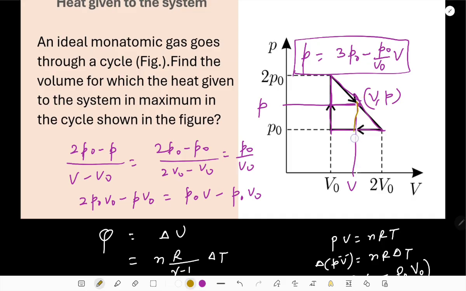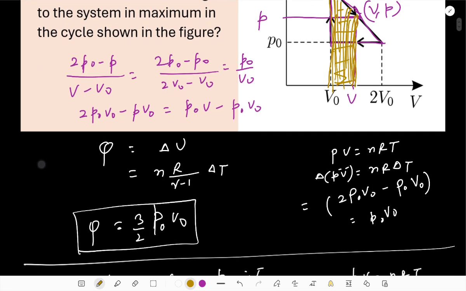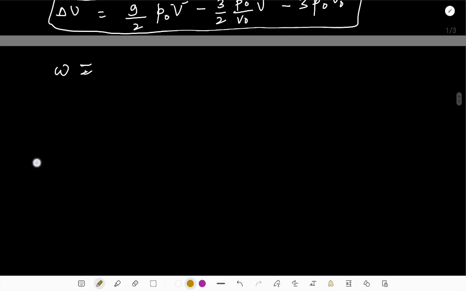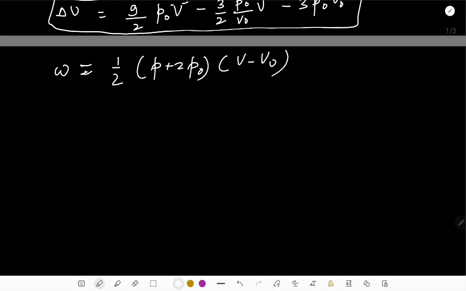I'm going to find out this area on the PV diagram, and that will give me the expression for work. And this is half P plus 2P naught, multiplied by V minus V naught. It's a trapezium. And so I'm going to write down work done as half P plus 2P naught V minus V naught, right?